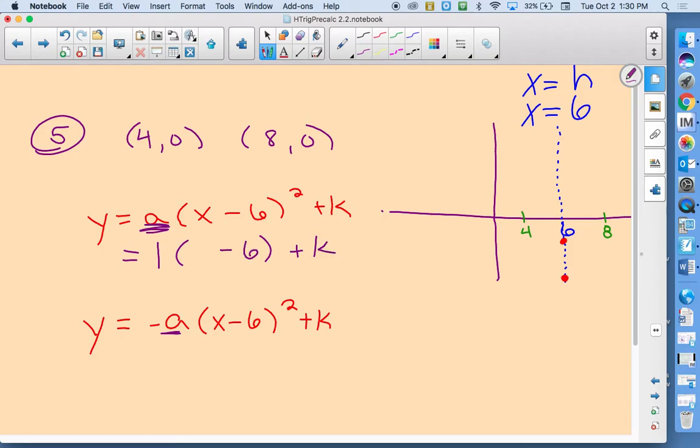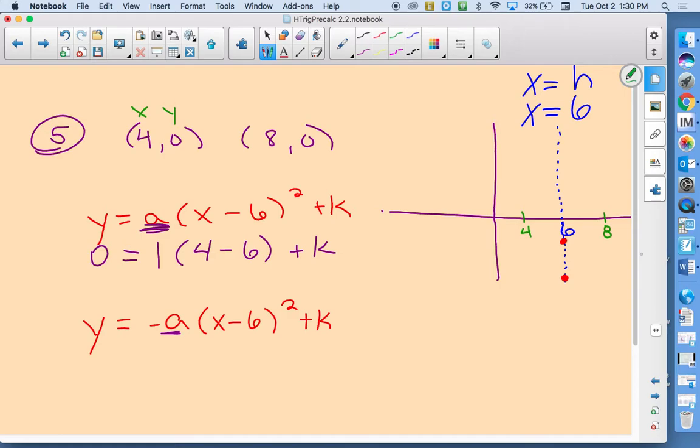4 for x, and 0 for y. So we can replace x with 4 because it's a point on the graph, and we can replace y with 0. Or you could replace it with 8 and 0.